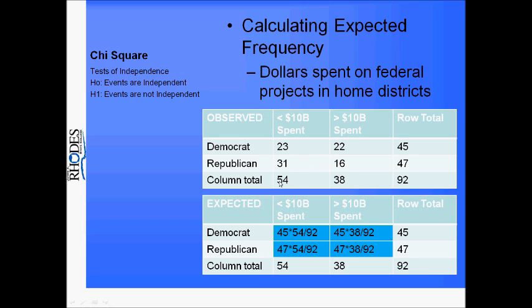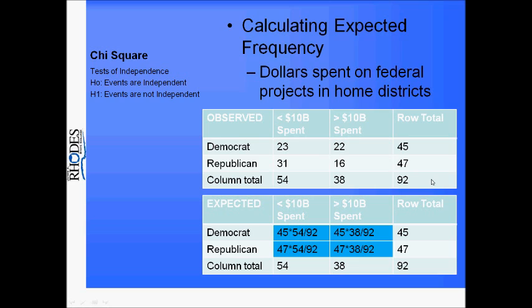With these, you have a column total and a row total. These are always added in after you get the observed data. The column total is exactly what it is: 23 plus 31 to get 54. Same thing here, 22 plus 16 to get 38. The row total is the same thing, only you're adding the rows. So 23 plus 22 is 45, 31 plus 16 is 47. Then the column total and row total both equal 92. So 45 plus 47 is 92, and 54 plus 38 is 92.